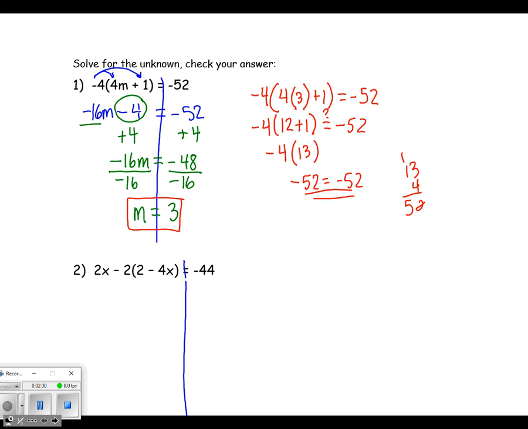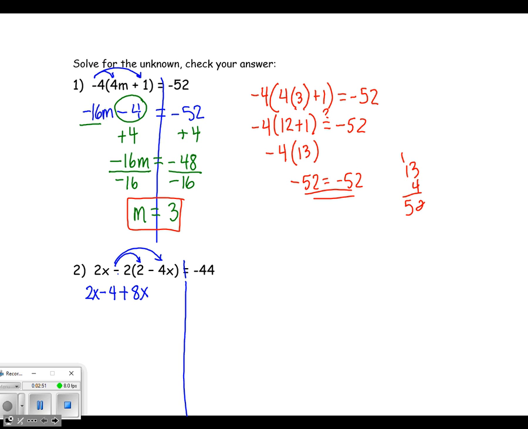First thing I'm going to do is distribute. I'm distributing a -2. That's important to make sure that that negative goes with that 2. So I've got 2x that I'm not doing anything to yet. -2 times 2 is -4. -2 times -4x is plus 8x.